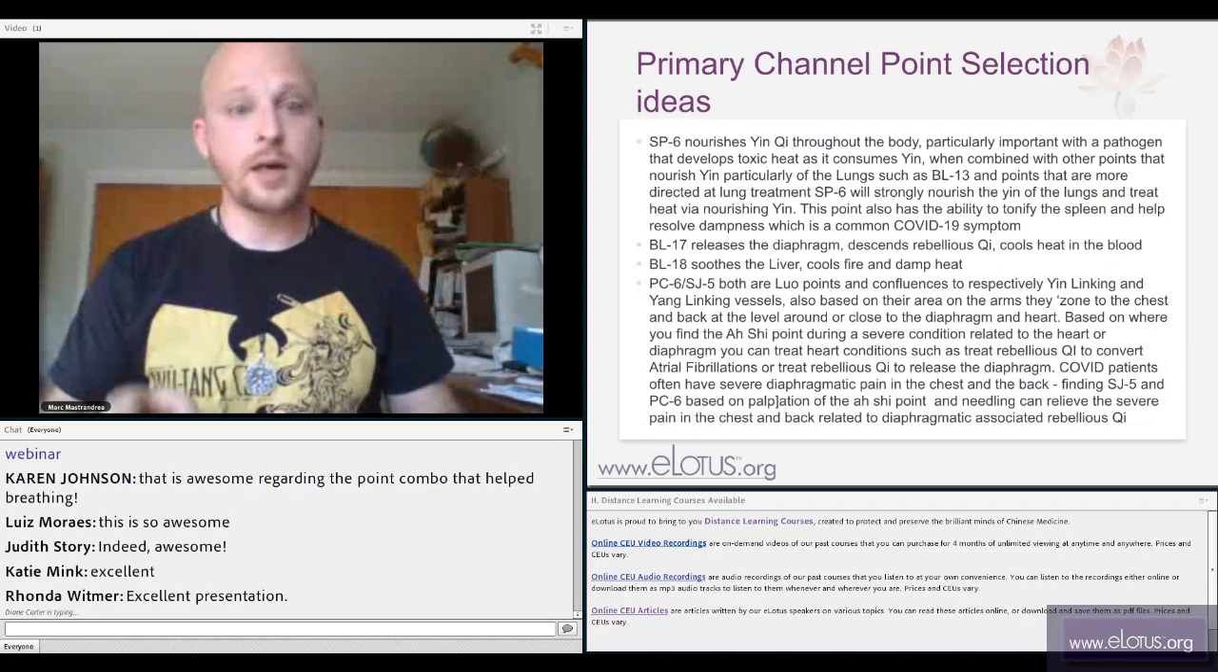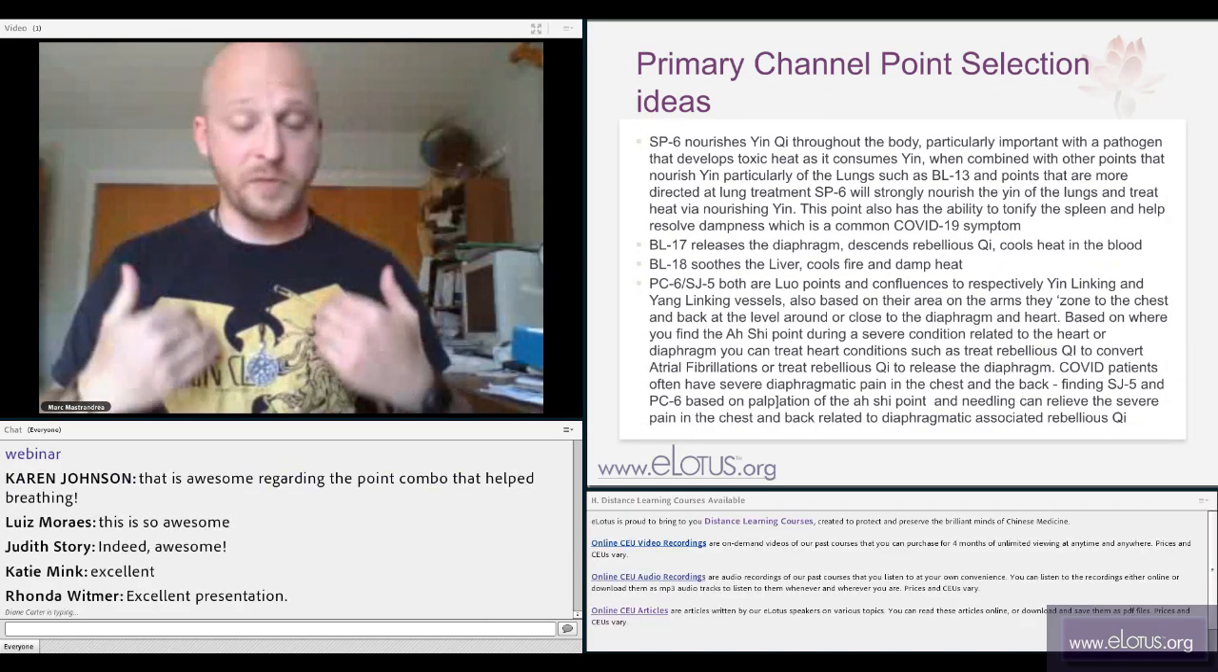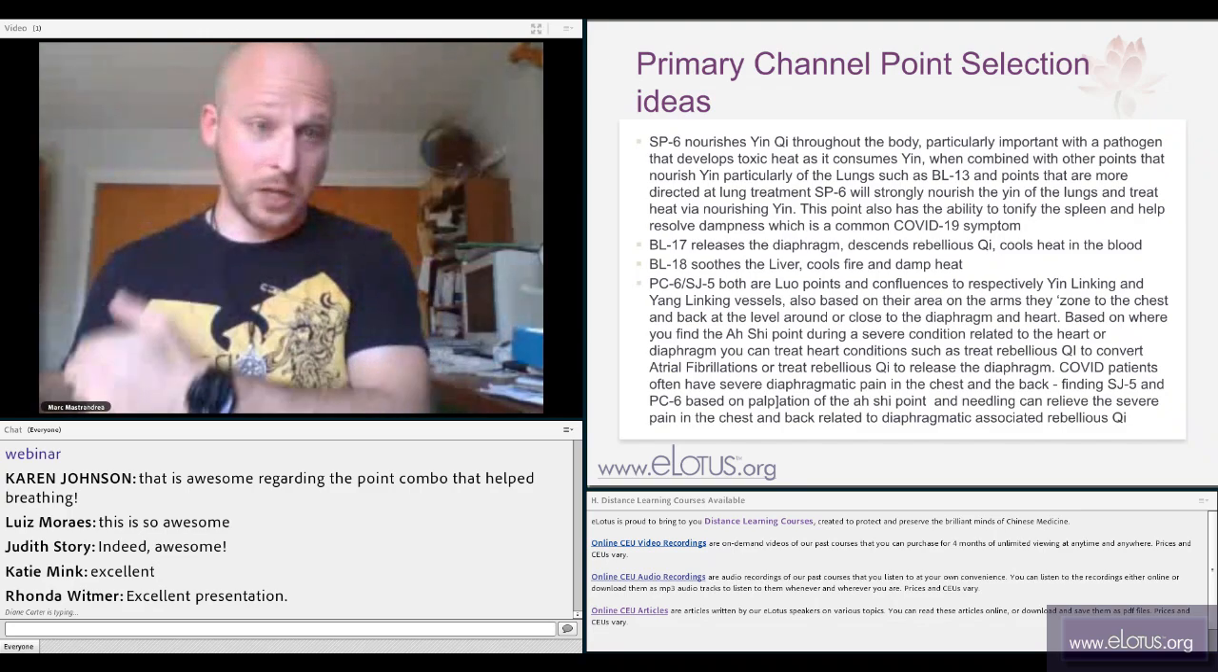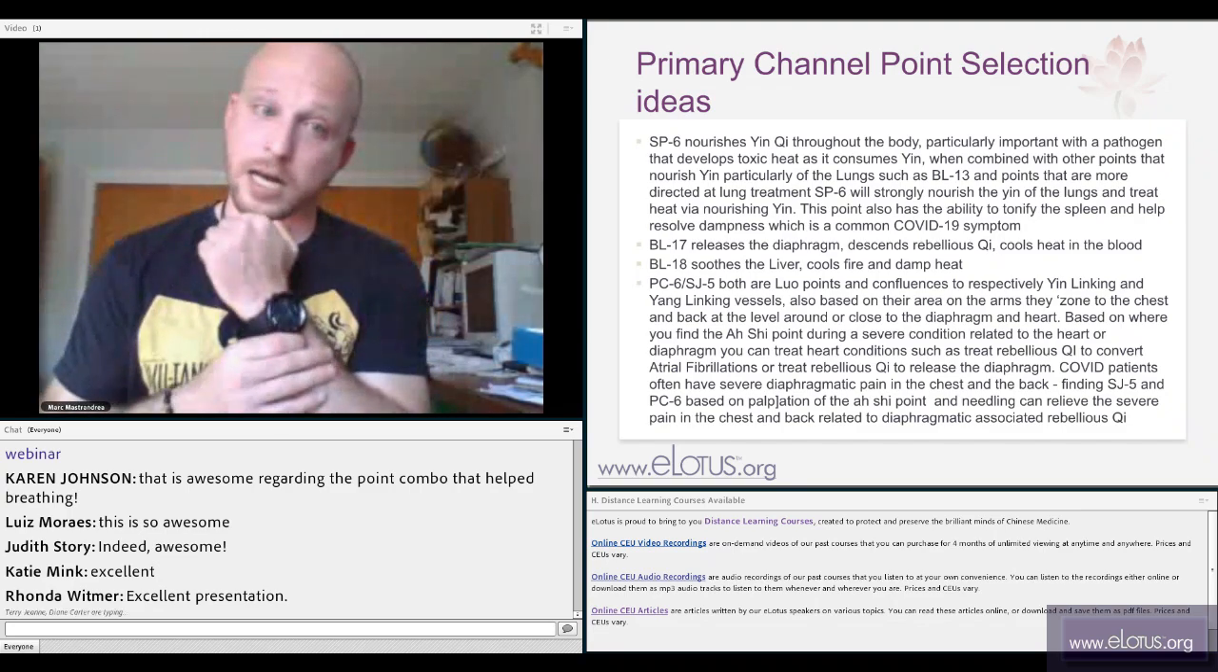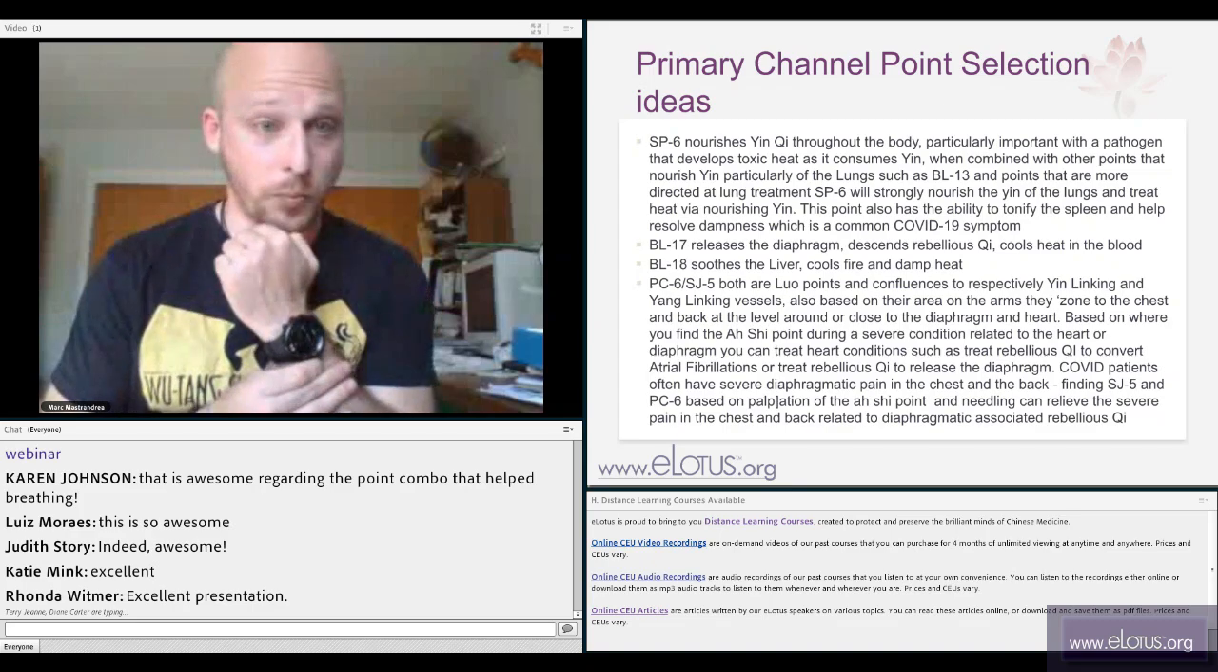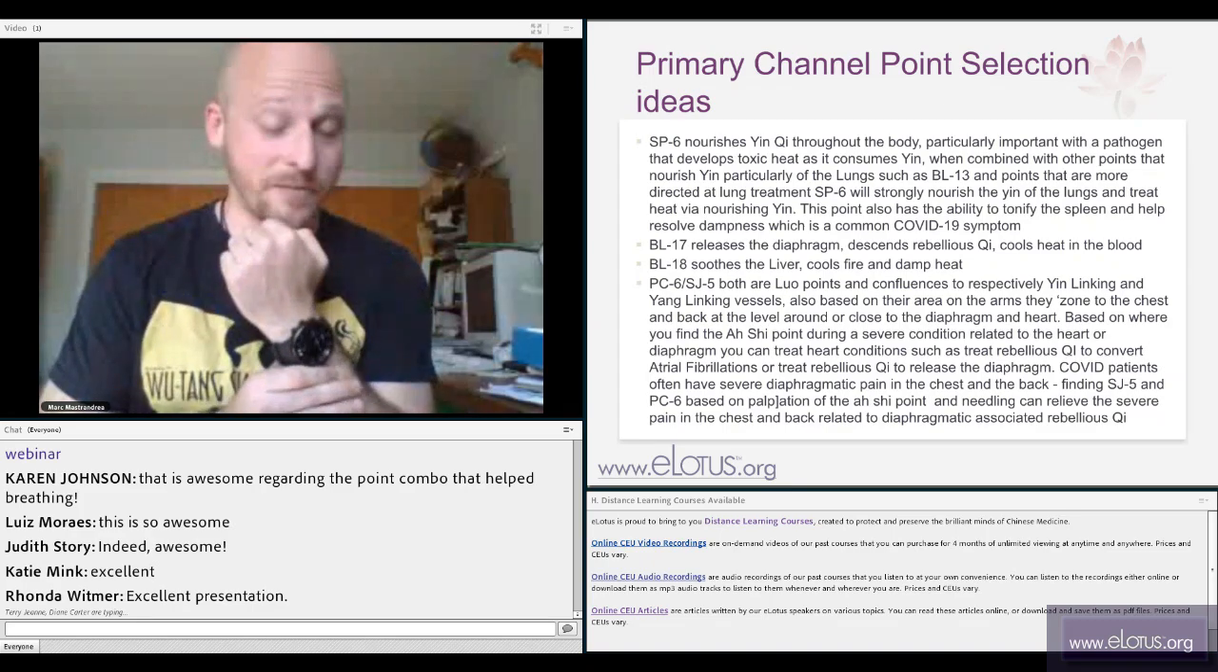However, here's the catch. If the person is very, very deficient in, say, blood and yin, you will have a much harder time getting these to work. Why? Because they are low points and they're dependent on blood, and the yin linking vessel is what?